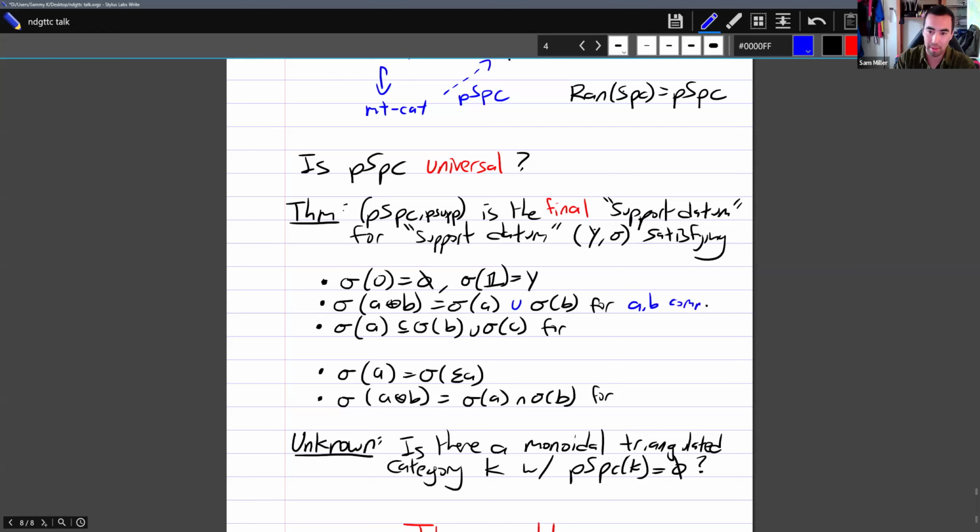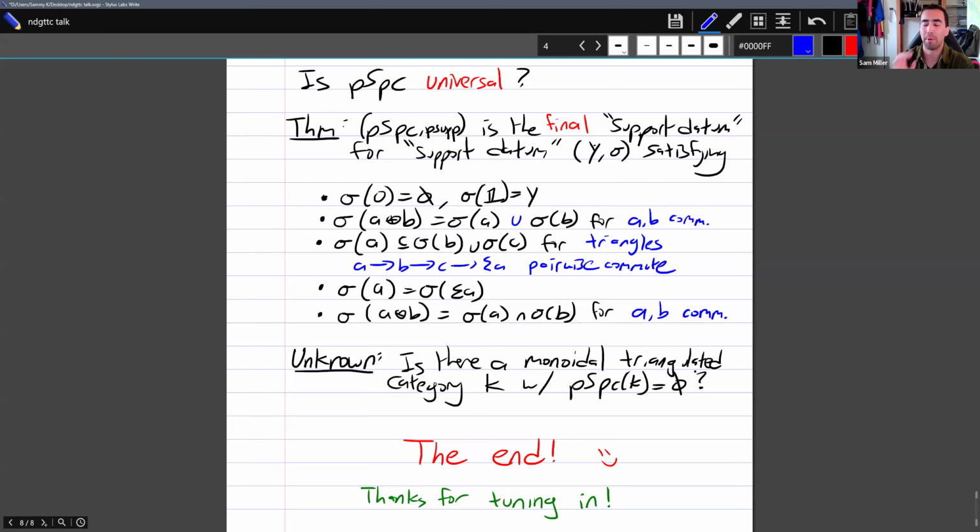but in this case for A, B commuting. And similarly, we have an inclusion here for triangles A, B, C, shift A, where they all pairwise commute. Shifts don't do anything. And then we also have the tensor product property holding again, but again, only for A, B commuting. But at present, we do not know if there's a monoidal triangulated category if you put it into P spec, it spits out the empty set.